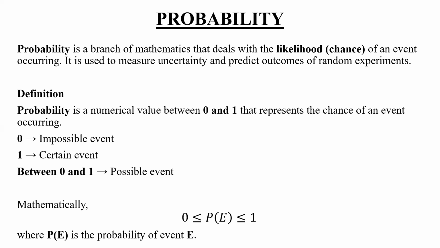Today we are going to see probability. Probability is a branch of mathematics that deals with the chance of an event occurring. It is used to measure uncertainty and predict outcomes of random experiments. Probability is a numerical value between 0 and 1 that represents the chance of an event occurring. 0 means an impossible event, 1 means a certain event, and between 0 and 1 means possible events. Mathematically, P of E is the probability of event E.